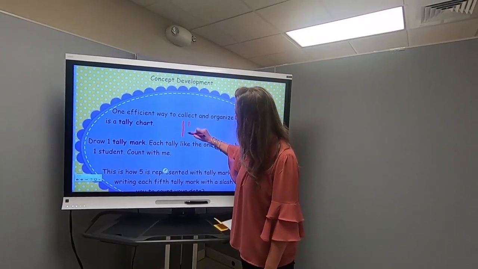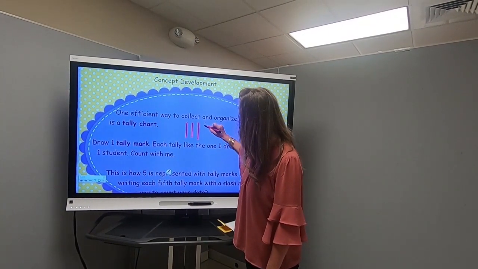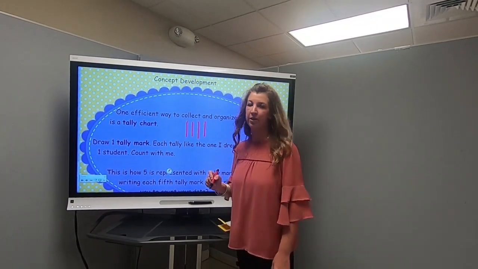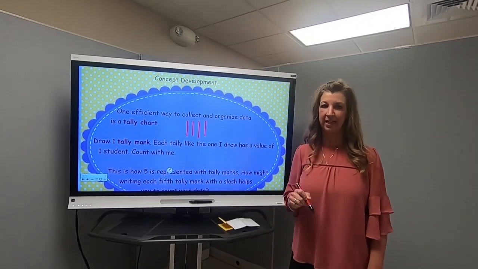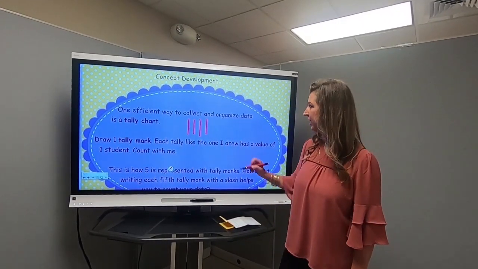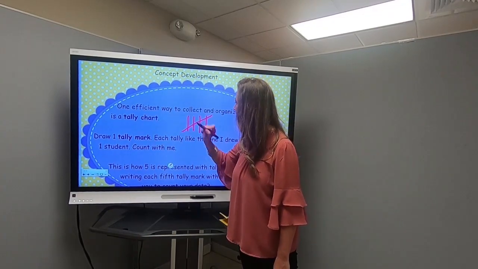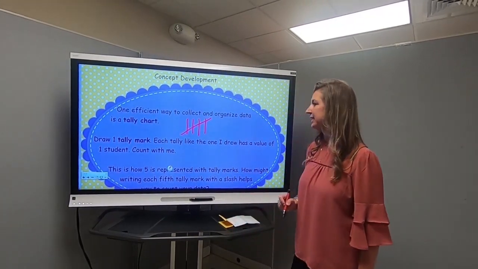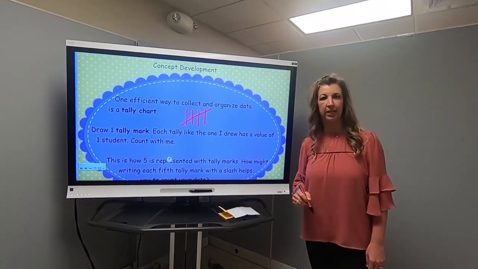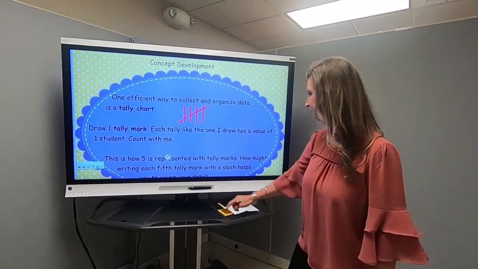1, 2, 3, 4. And who knows what to do when I get to the 5th tally mark? I cross it over like a slash. That way it's easy to count by 5s when I'm counting many students.